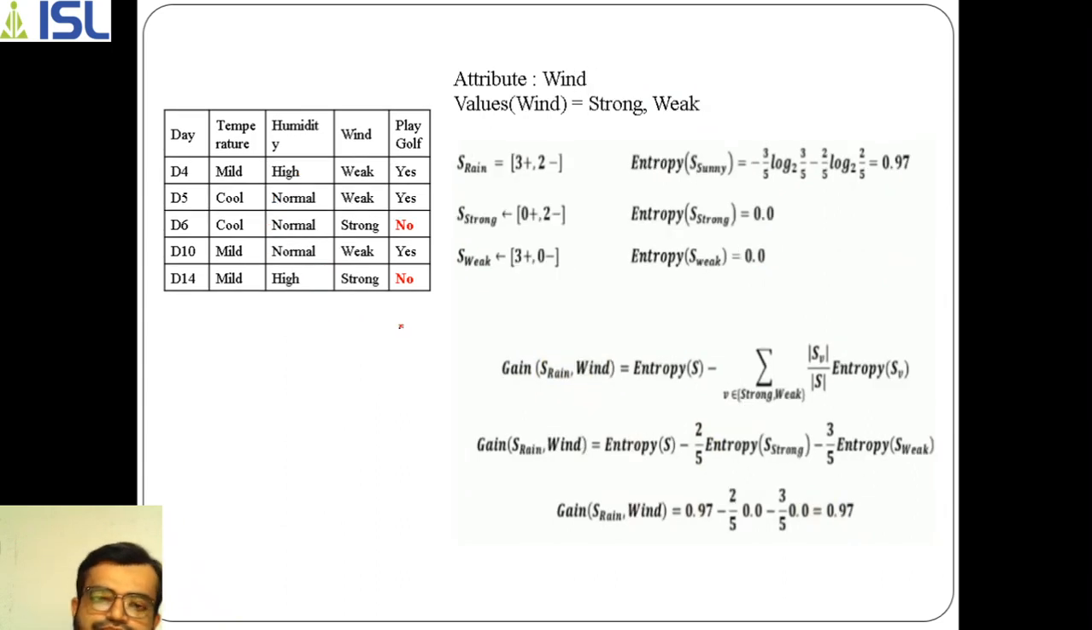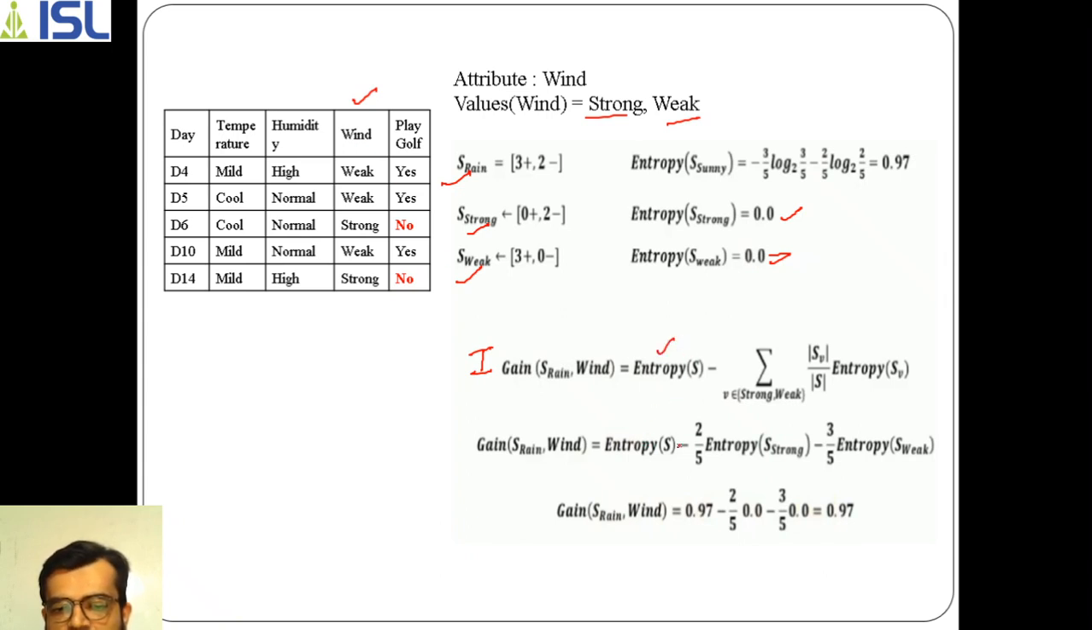In the same way, for attribute wind, we have two values, strong and weak. Here we are calculating the entropy of S rain, S strong and S weak, and you will get 0 for S strong, because in strong we have 0 positive, and in weak we have 0 negatives. And the information gain for attribute wind with respect to this data set of rain is calculated in this way.